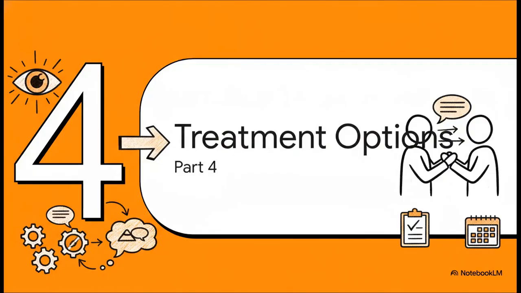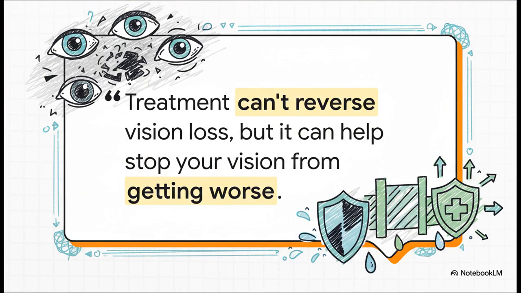All right, let's talk treatment. This part of the consultation is all about managing the patient's expectations and making sure they understand that they have a huge role to play in the treatment plan. This phrase right here is absolutely vital. You have to be upfront and honest about what treatment can and cannot do. You need to state clearly, treatment can't reverse any loss of vision that has already occurred, but it can help stop your vision getting any worse.